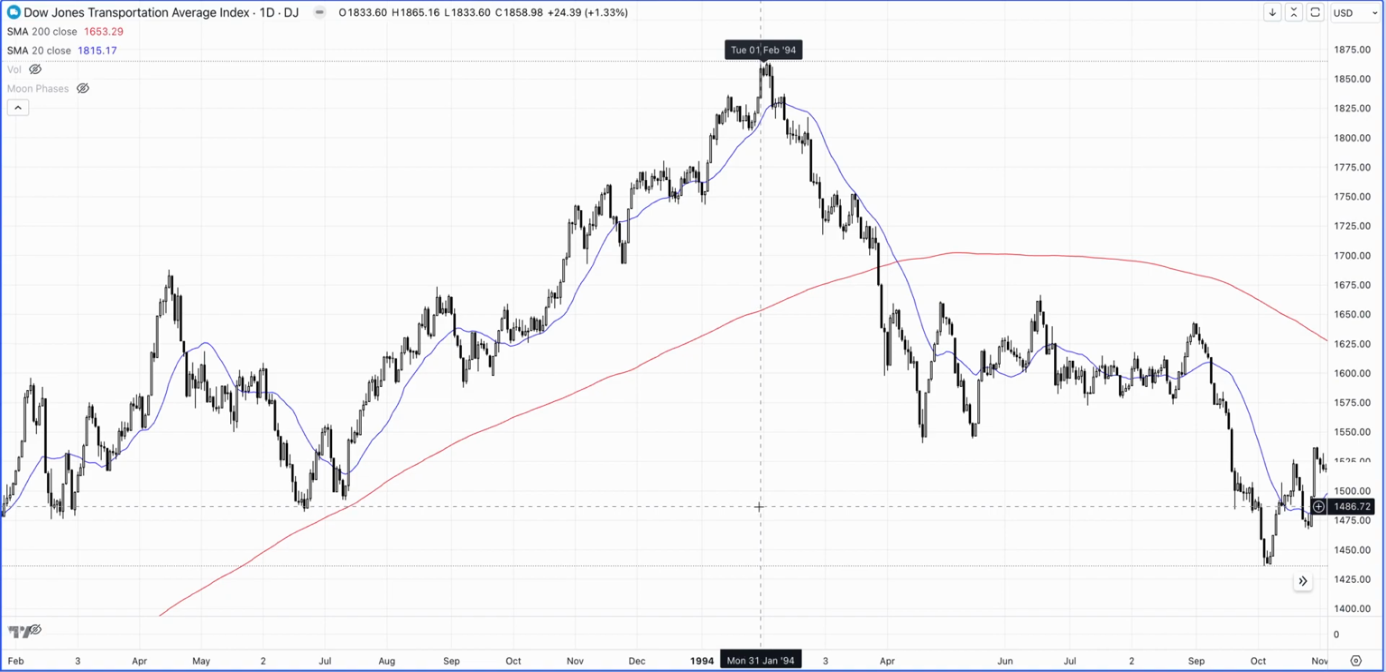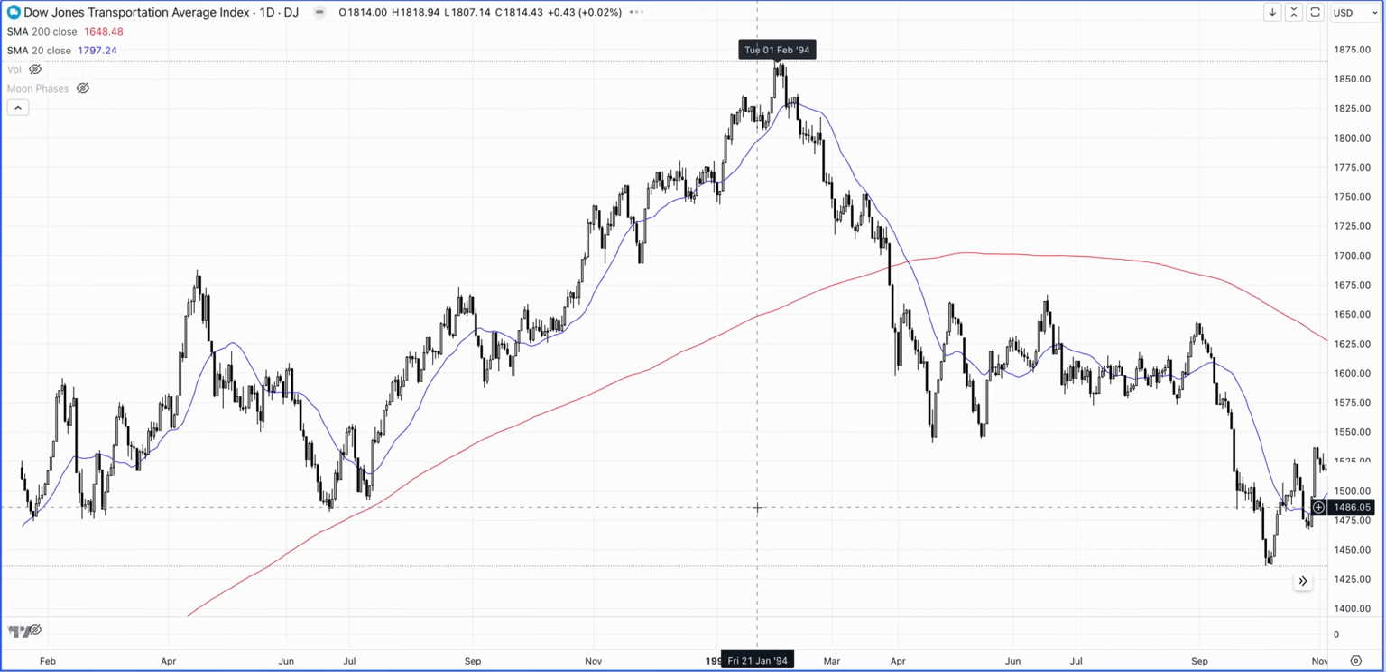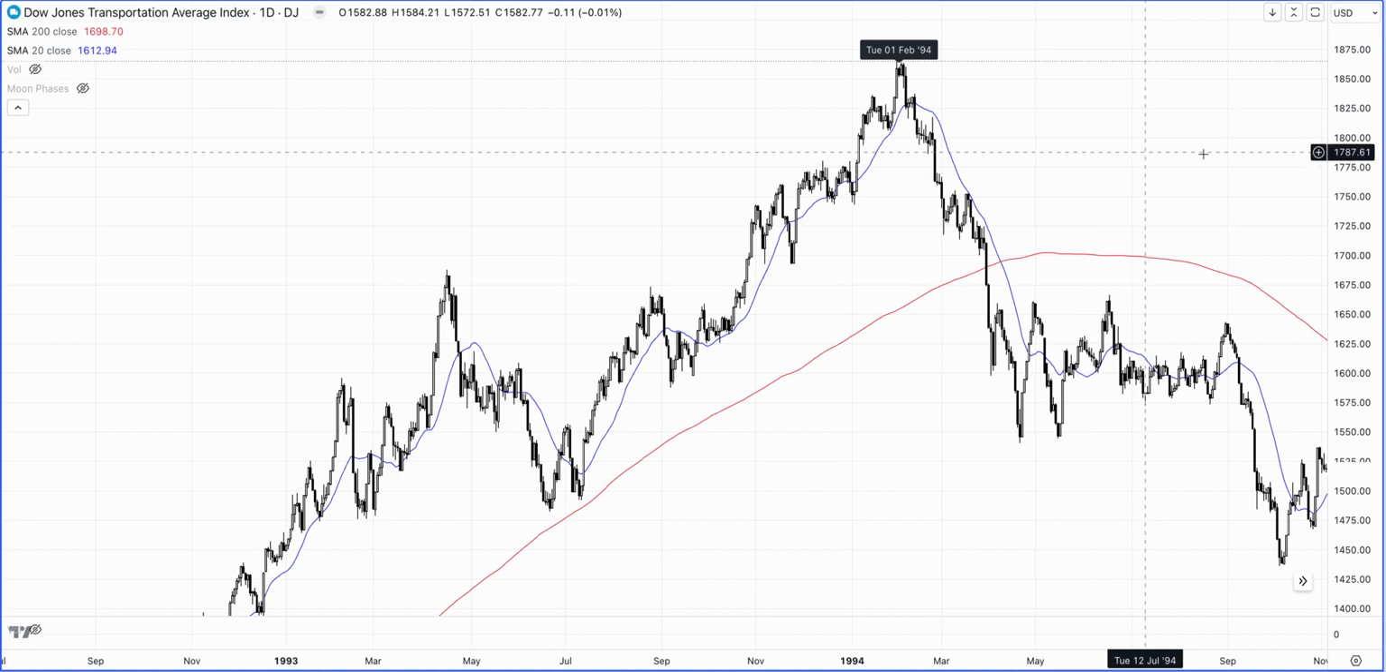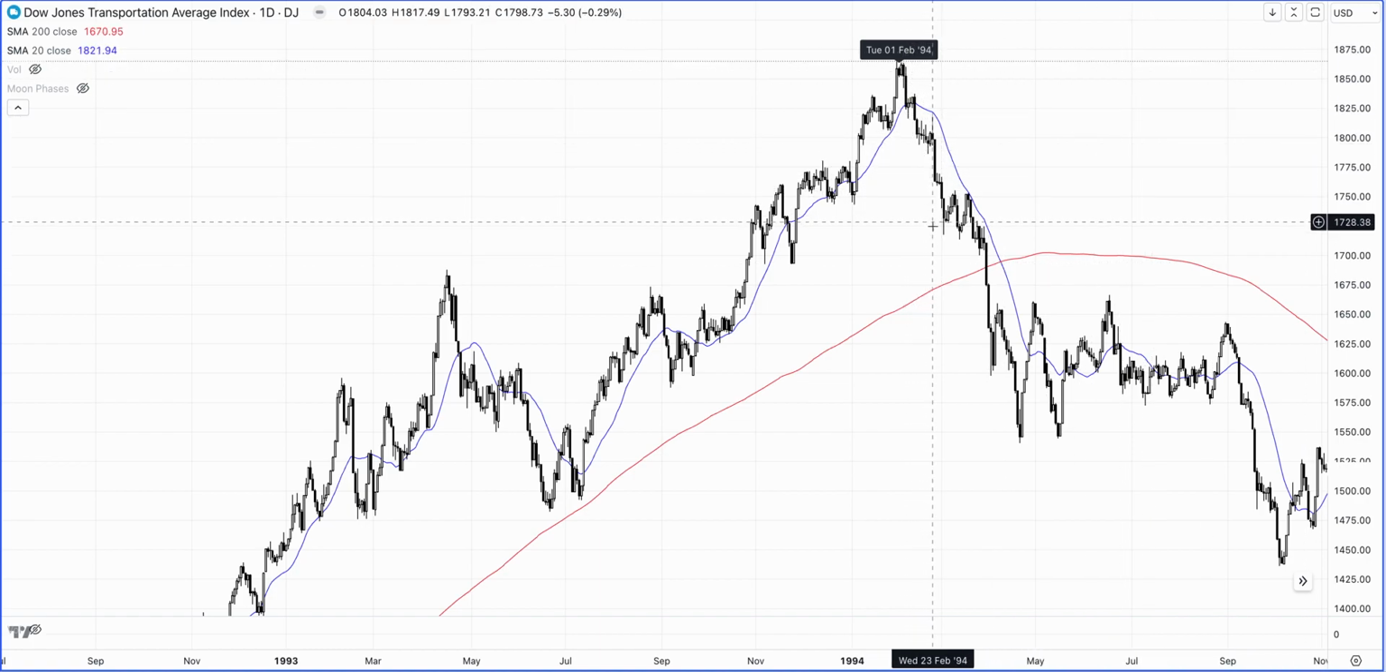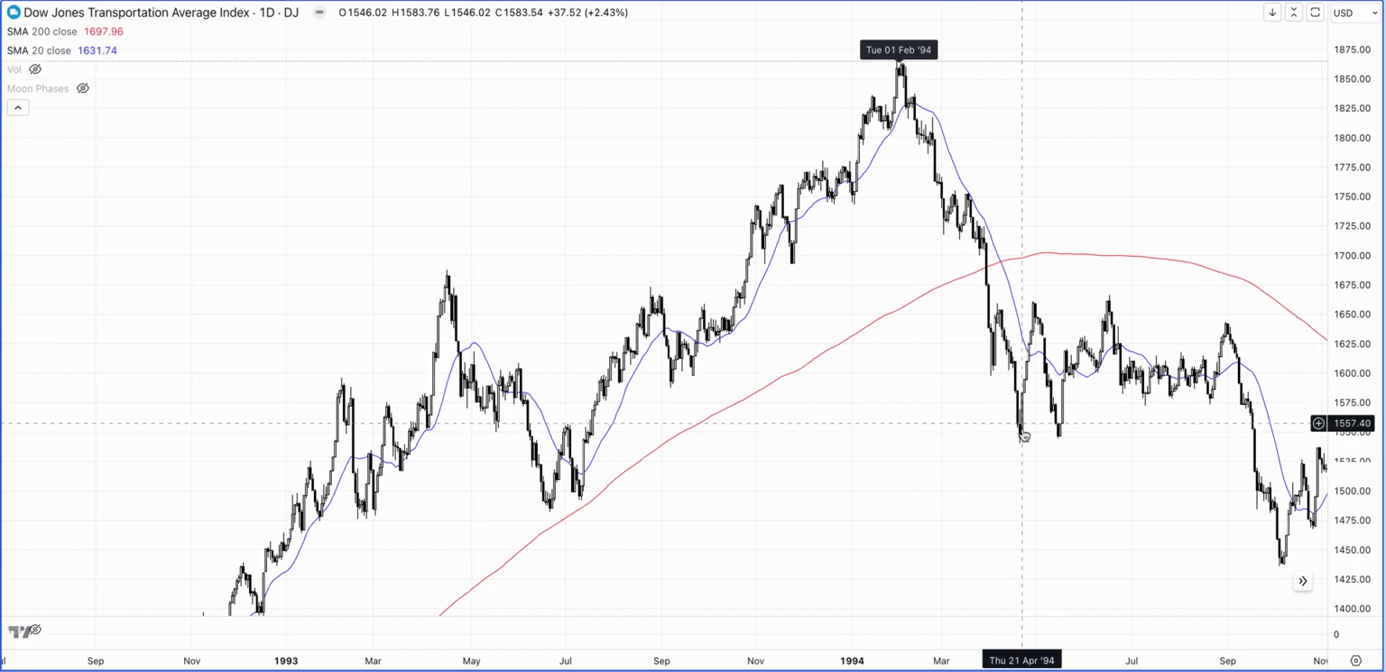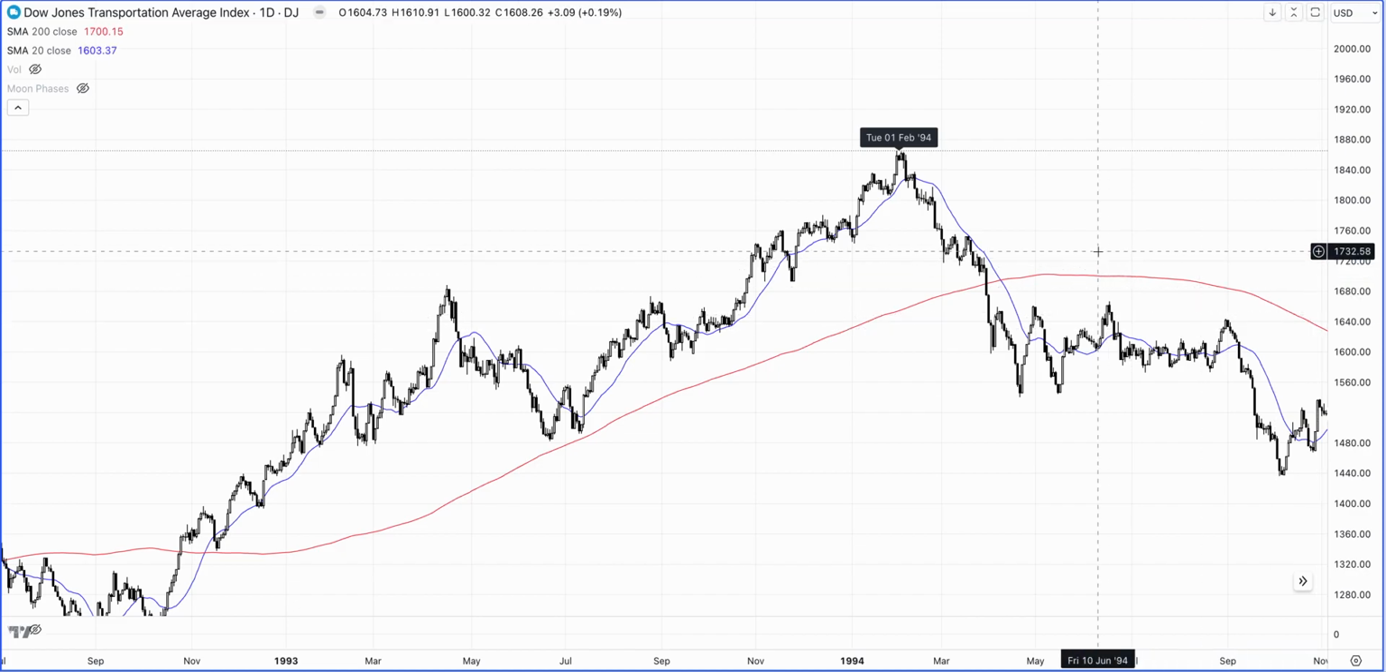There we go. So this is February of 1994, and we can see that the market put in a top on the 1st of February 1994 for the Dow Jones transportation average, right? Then it had a pretty dramatic breakdown or pullback lower, and in fact it went into a bear market.